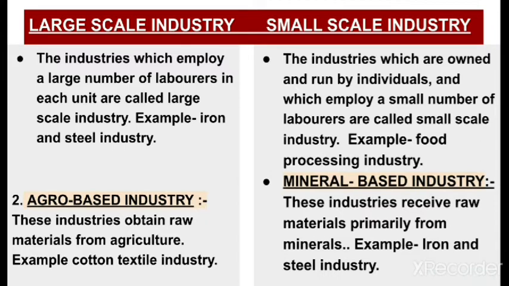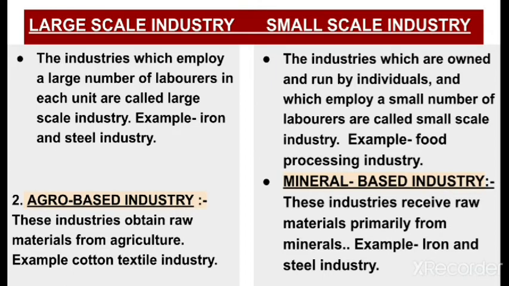In the small scale industry you will write, the industries which are owned and run by individuals and which employ a small number of laborers are called small scale industry. Example, food processing industry.